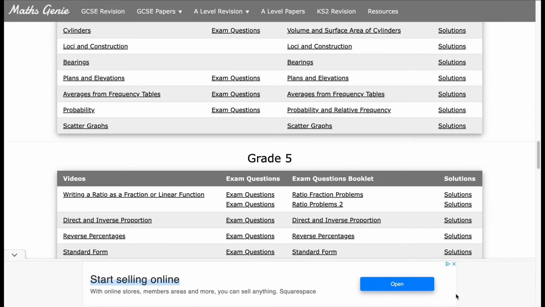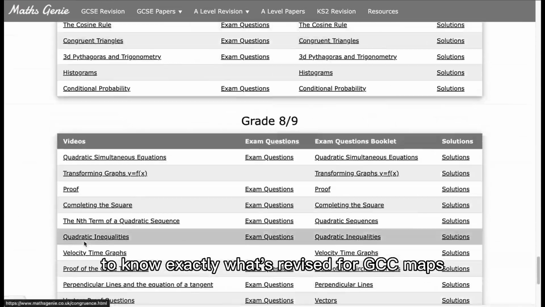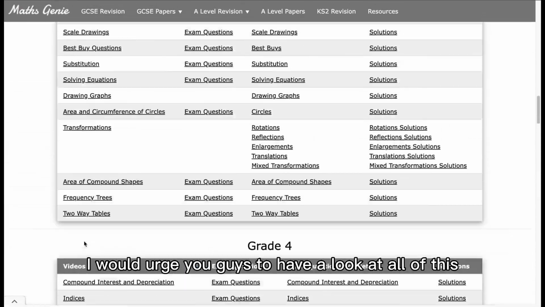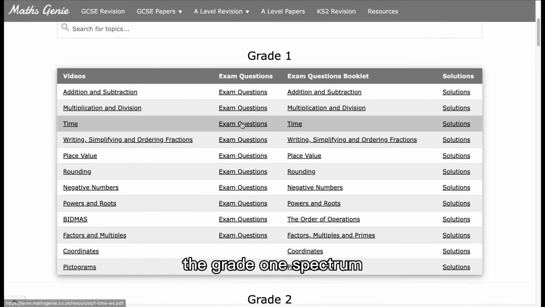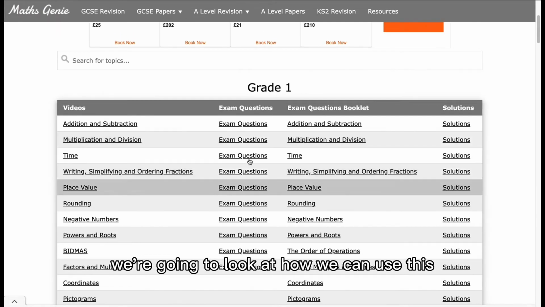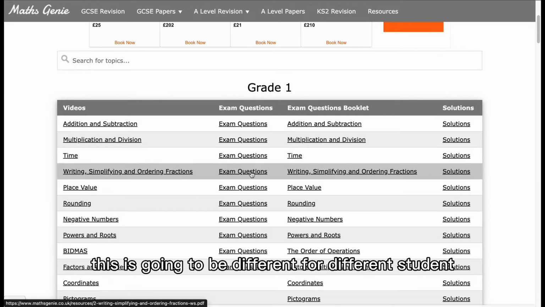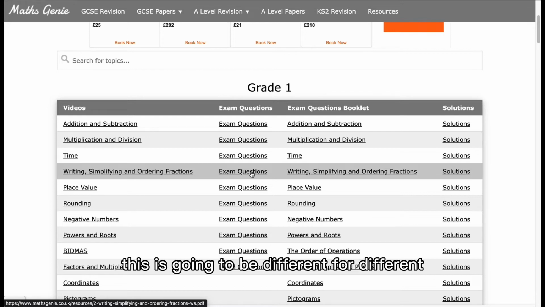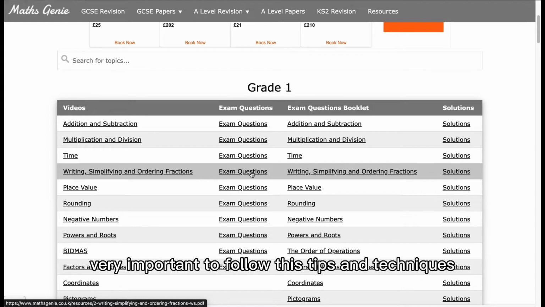When it comes to knowing exactly what to revise for GCSE Maths, I would urge you to have a look at all of this. We're not looking particularly at the grade 1 spectrum or at how to use Maths Genie. We're going to look at how we can use this to know what to revise for GCSE Maths. This is going to be different for different students, you have to realize this. But since we're looking at what to revise for yourself, it is very, very important to follow these tips and techniques.